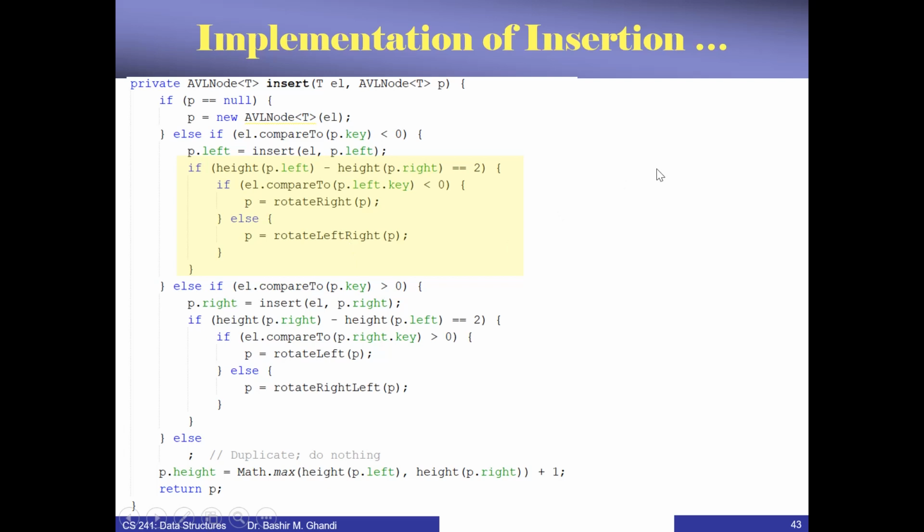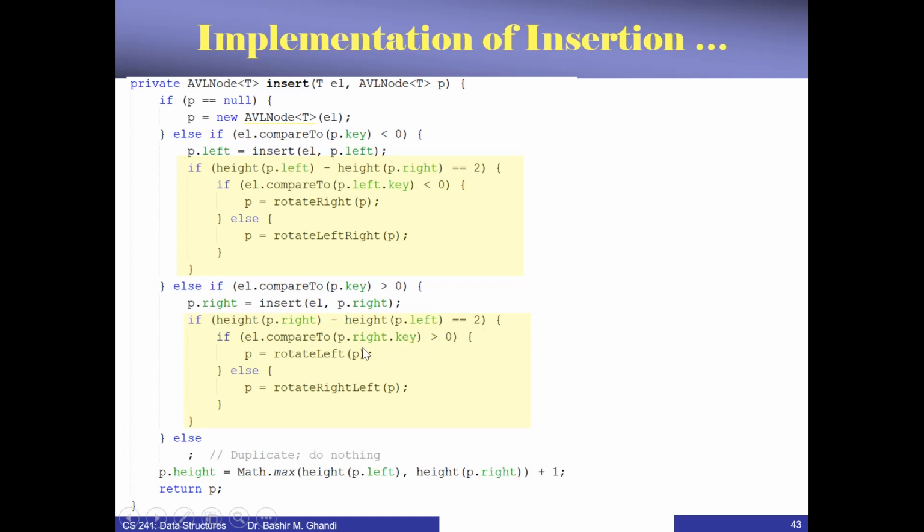What if the insertion was done on the right? The key that you are inserting turned out to be greater than p.key, so you inserted on the right. And you check the balance between the height of the right and that of the left, and it is now 2, so it is outside the expected range. Still we don't know what to do. We know it's somewhere to the right, but is it right-right or is it right-left?